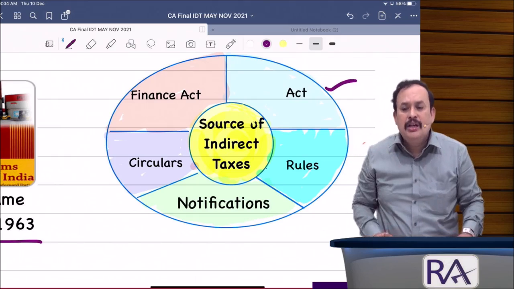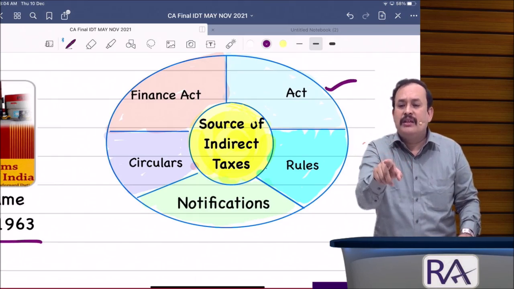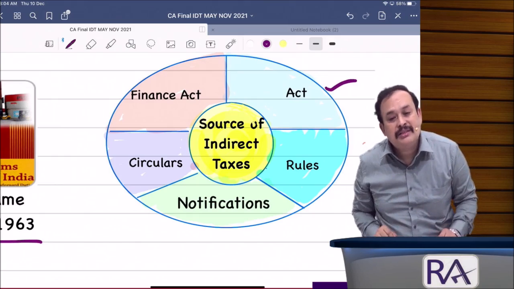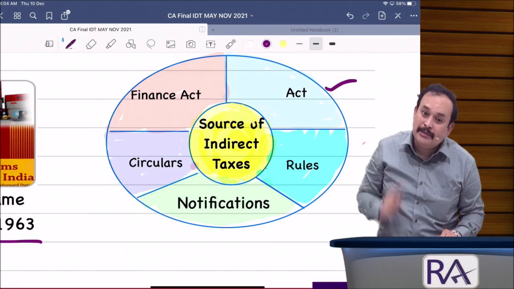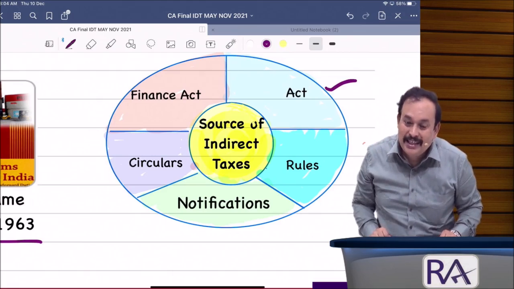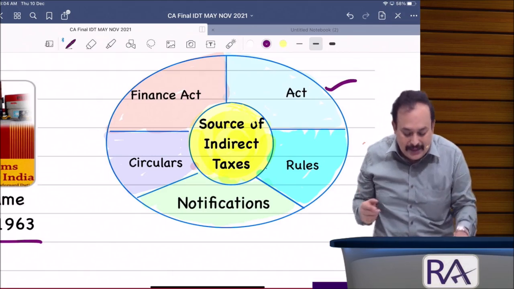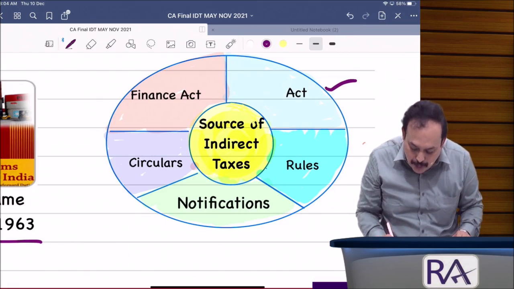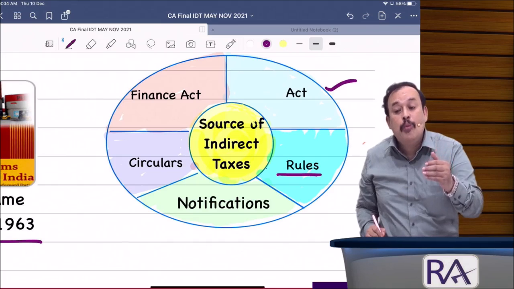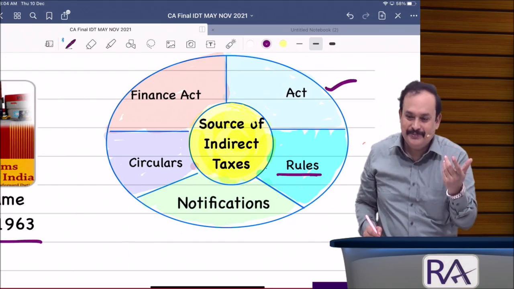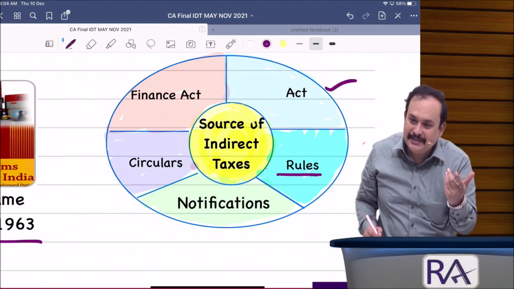Simply, if you say, Mr. Trader, you pay GST, how will you pay GST? There must be a registration. How will you go for registration? There must be a procedure for registration. Where has this been explained? Under rules. Rules provide detailed explanation of a procedural nature. Is it clear, my dear sir?